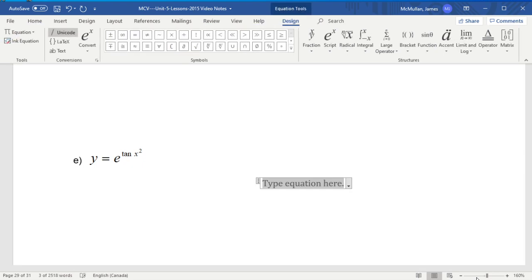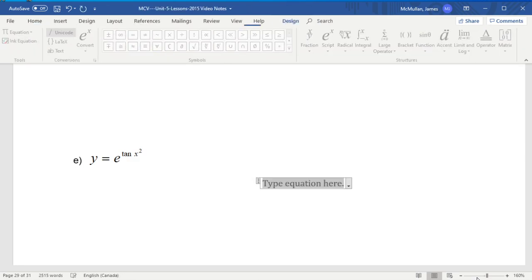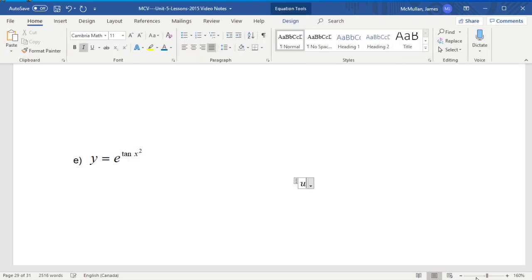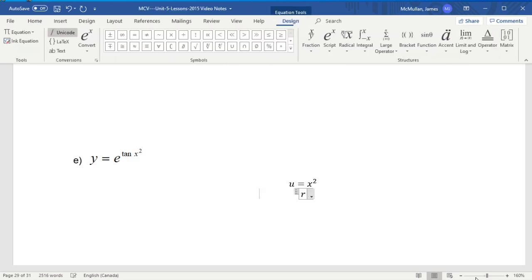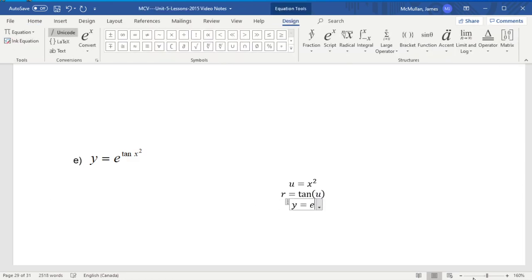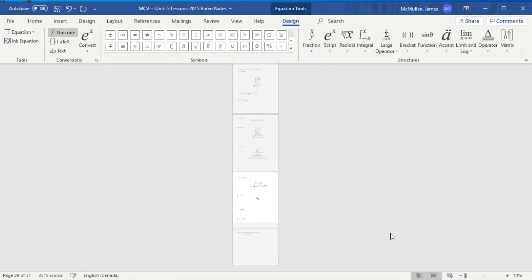For this one. Okay, so this one, y equals e to the tan of x squared. Okay, let's go through a full triple Leibniz notation. Okay, so let's say u equals x squared, r equals tan u. Sorry, not tan x, tan u. Right? And then y equals e to the r.